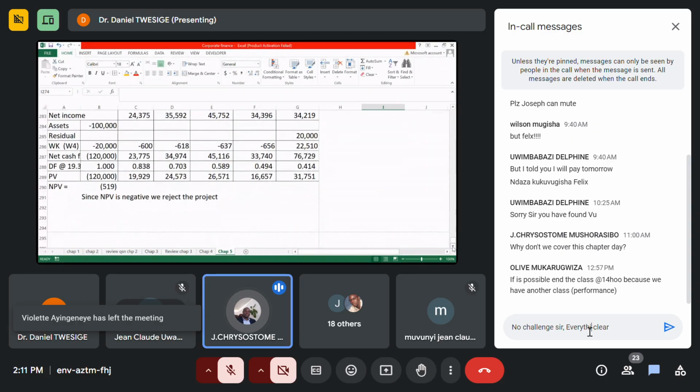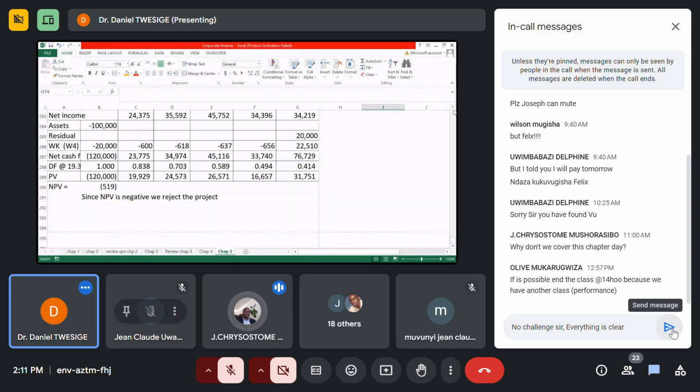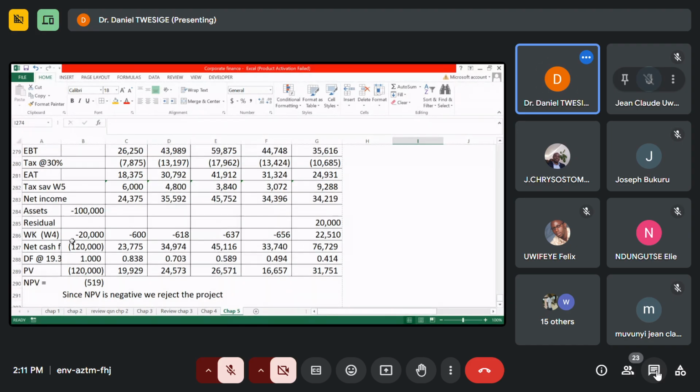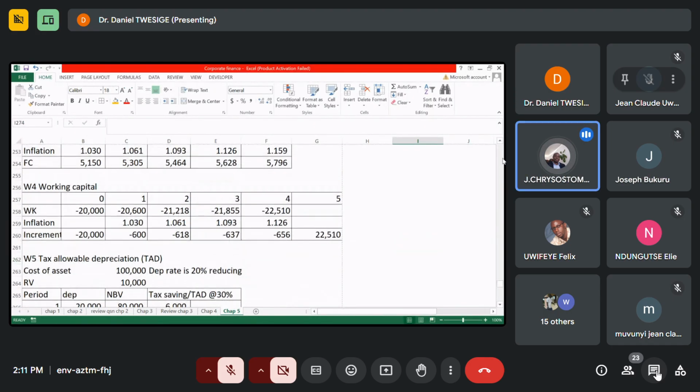For working capital number 4, the recovery is at the starting of the 5th year or at the end? At the end of year 5. Now we've considered the increment after the 4th year, because in the 5th year we are not going to invest. The project is ending. You cannot make more investment in working capital.